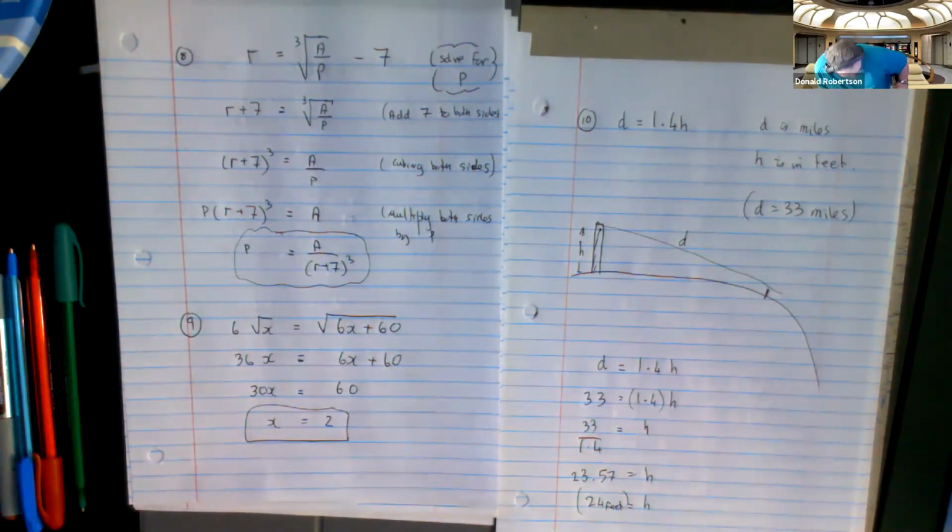So if you were at sea and you were at the top of a 24-foot mast, you could see about 33 miles, right? So anything that's 33 miles away, and it's big enough to see, if it's a little dinghy, you'll never see it, but whatever it is, if it's big enough to see, you could see it.